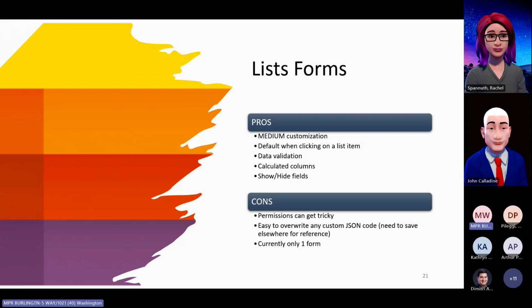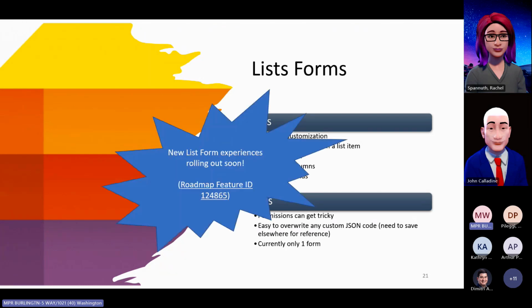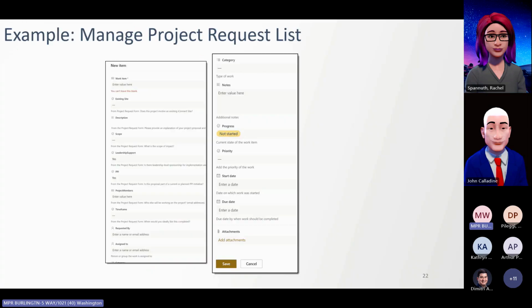And for the time being, you're limited to the one list form for a list for new, read, and edit. But that is going to be changing sometime soon. I think in January-ish, there will be some new list forms coming. So, like I said, our team created a flow that took that Microsoft form and pops it over into a SharePoint list. And then we added in some of those extra columns we need to do our project management.